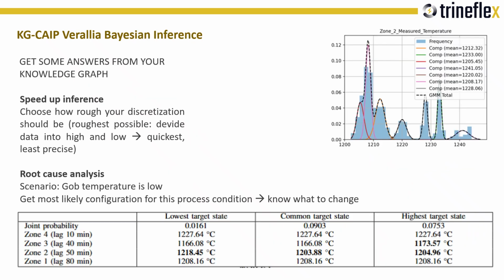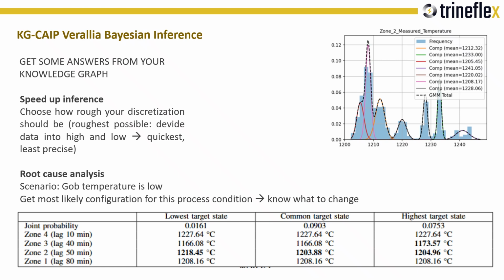We can speed up Bayesian inference quite a bit if we discretize the data. We use Gaussian mixture models for that, and we don't perform equal width binning. Rather than doing that with Gaussian mixture models, we take into account the frequency distributions of the data. So it takes more into account the nature of the data.